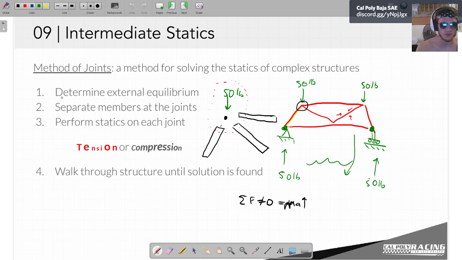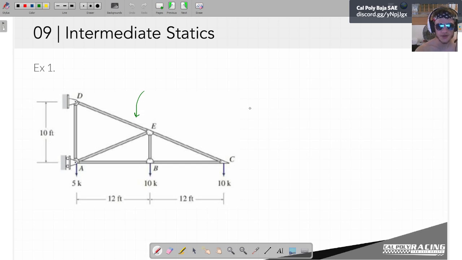So we went step 1, determine the equilibrium. Step 2, separate the members of the joints. Step 3, perform statics on each joint. And then step 4 is walk through the structure until we figure out what we want to know. Any questions before we start working on this example? No? All right, and let's go for it.